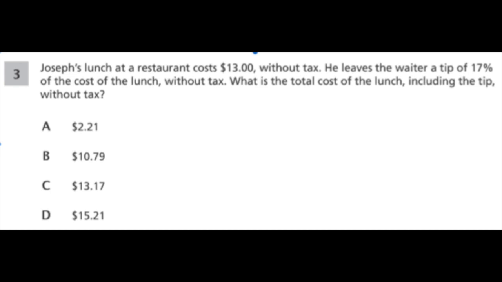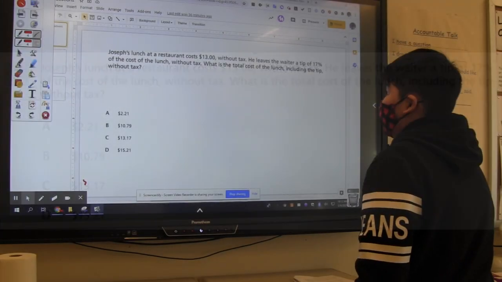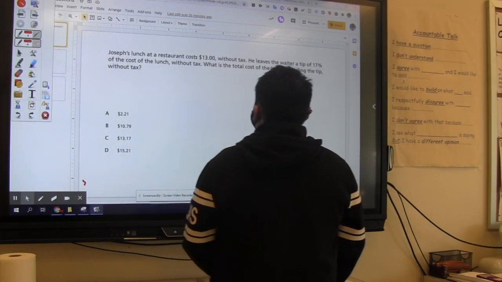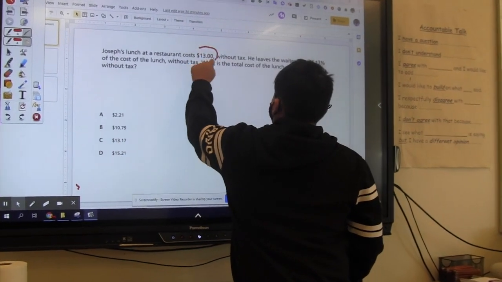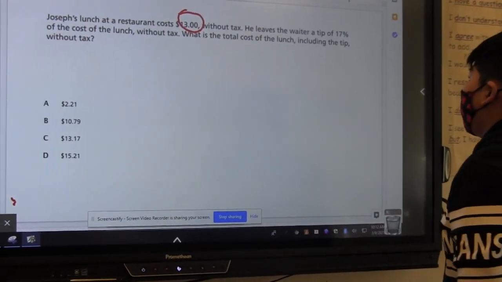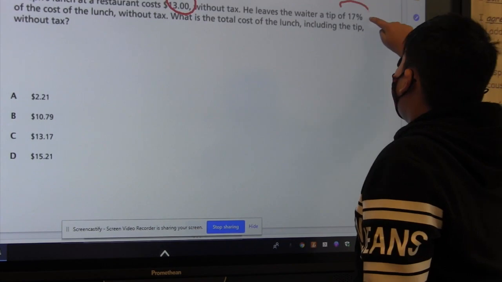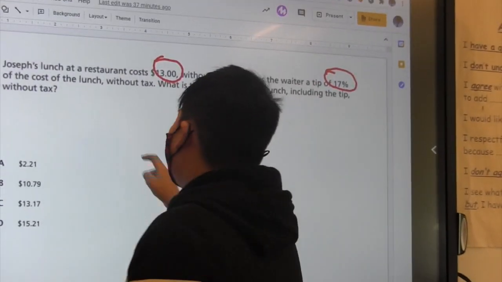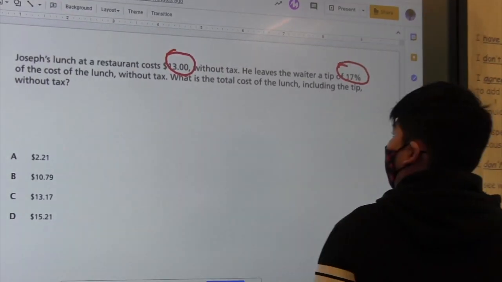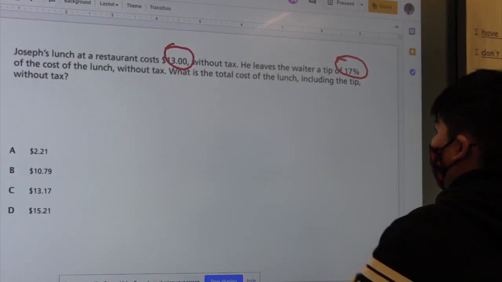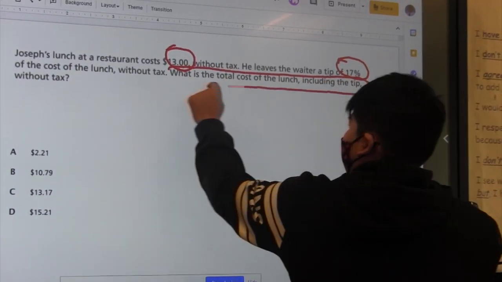Joseph's lunch at a restaurant costs $13 without tax. He leaves the waiter a tip of 17% of the cost of the lunch without tax. What is the total cost of the lunch, including the tip without tax? Joseph's lunch at the restaurant costs $13, so don't forget that. Circle $13 without tax. He leaves the waiter a tip of 17% of the cost of the lunch without tax. What is the total cost of the lunch including the tip? So we circled the question.